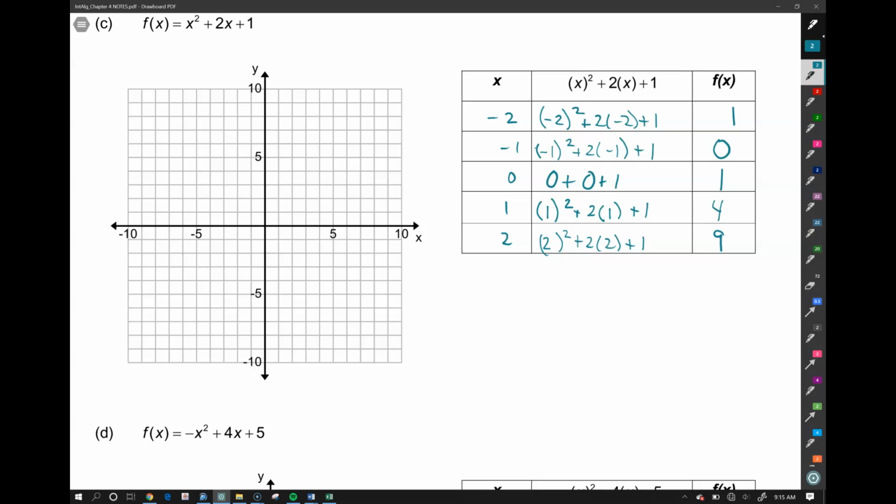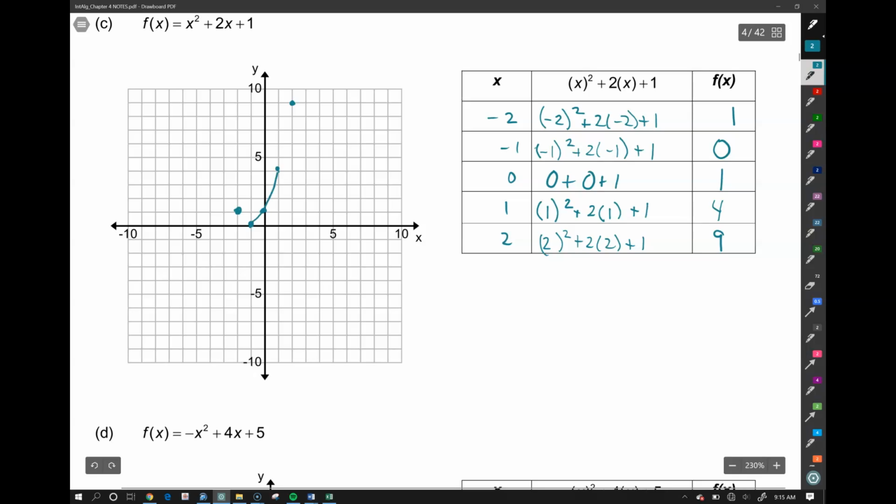So this is a little weird because normally the top and bottom match, the middle two match. But I see, okay, so I have 0 and then 1 and 1. So it seems like it's shifted horizontally a little bit. It's not just on the y-axis, it's going to be shifted over a little bit, but it's still going to be a U-shape. Okay, so negative 2, 1, negative 1, 0, 0, 1, 1, 4, 2, 9.